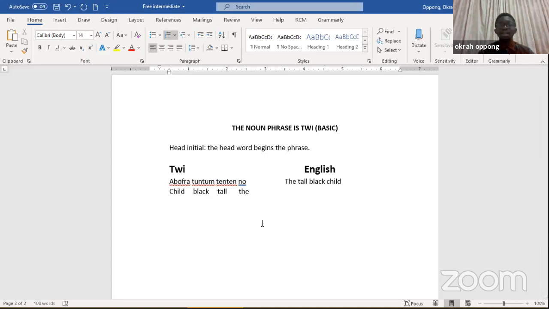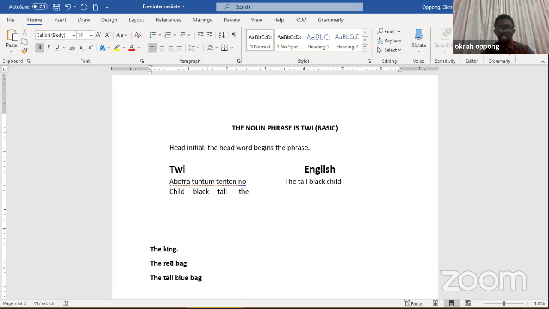So we talk about the noun phrase. The noun phrase is just like a subject. So when in English I write the king, that is a noun phrase. When I also write the red bag, that is a noun phrase. The tall shirt, or the tall blue bag. So these are noun phrases, right? So the subject is also termed as the noun phrase, right?